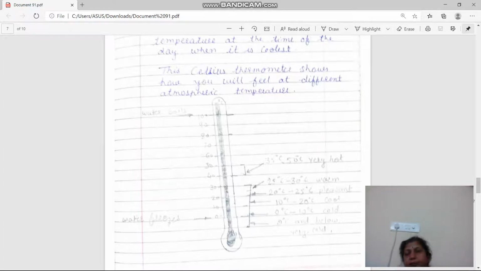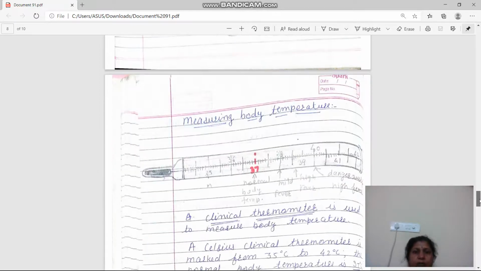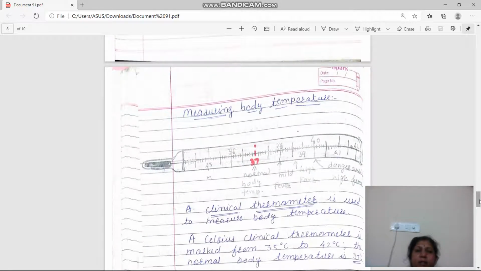Okay, fine. Now that is the atmospheric temperature. Now the thermometer which is used to check our body temperature, it is a thermometer, right?